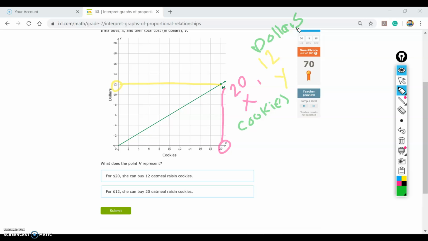Let's see which interpretation would be the correct one in this case. So we have for $20, is the 20 representing the dollars in this problem? So the first answer would not be correct. Actually the 20 represents the cookies, and that's what is given in the second option, and the 12 represents the dollars. So for $12 she can buy 20 oatmeal raisin cookies, which is the second option.